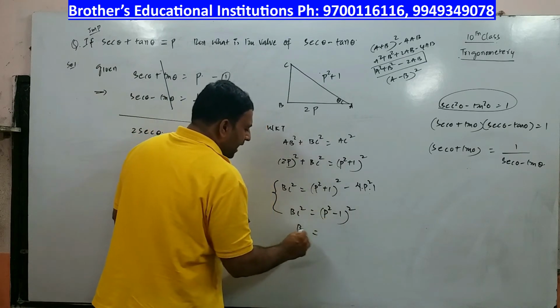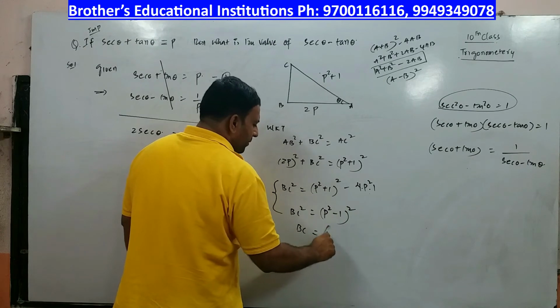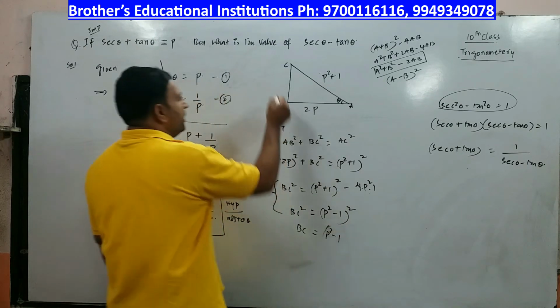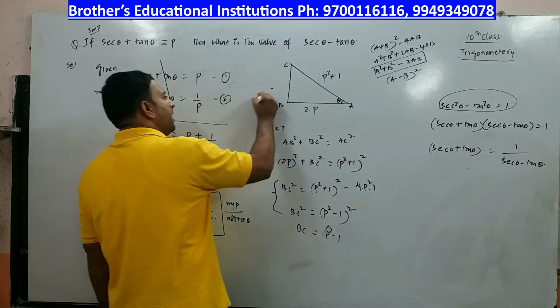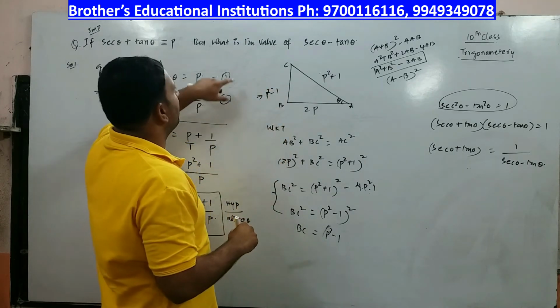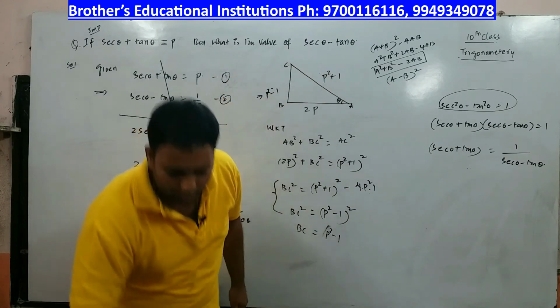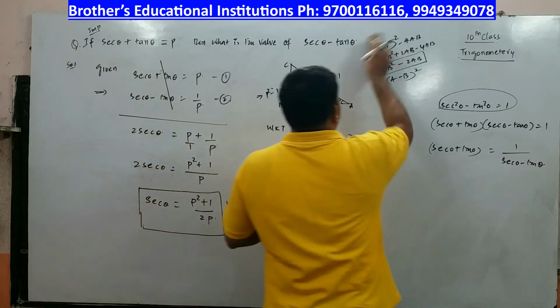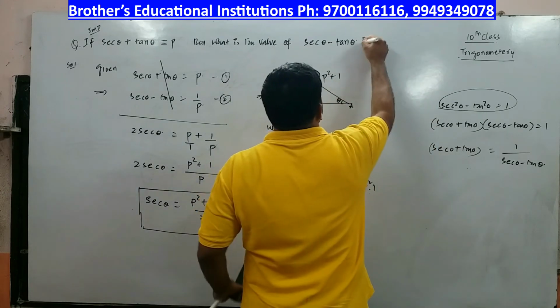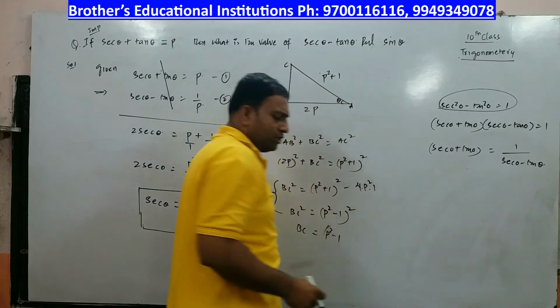So BC I want. What is BC? It is equal to under root of this. Under root of this means simply it is P square minus 1. So once the triangle is complete, this value is P square minus 1. What am I interested in? I am interested to find the value of secant theta minus tan theta, and also find sin theta. This is the extension of the problem.